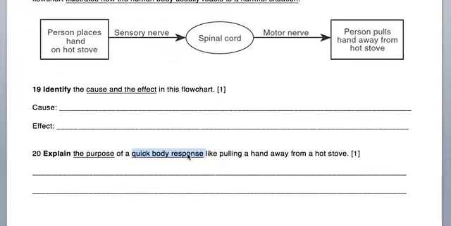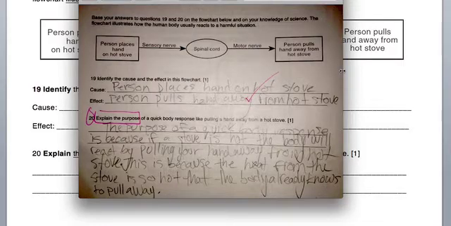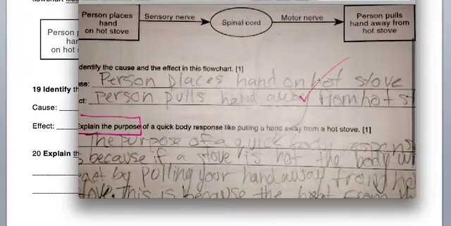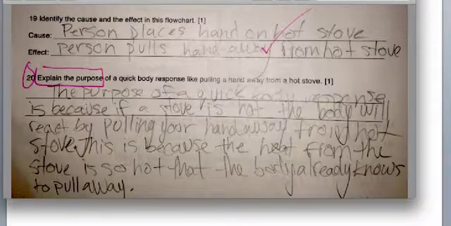Most of you just recited what the reaction was. For example, Exhibit A. All right, let's look at this. This is telling us the purpose of a quick body response is because if a stove is hot, the body will react by pulling your hand away from a hot stove. This is because the heat from the stove is so hot that the body already knows to pull away. Nowhere in that verbose response that took up more than 2 lines did that person tell me why we are pulling our hand away. It is asking you, why do we have a quick reaction?